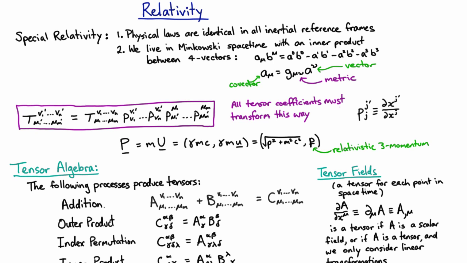So we've learned the principles underlying special relativity. We learned that physical laws are identical in all inertial reference frames, and that one of those physical laws is that the speed of light is constant. Now from those two principles we can derive all of the special relativity that we've learned.